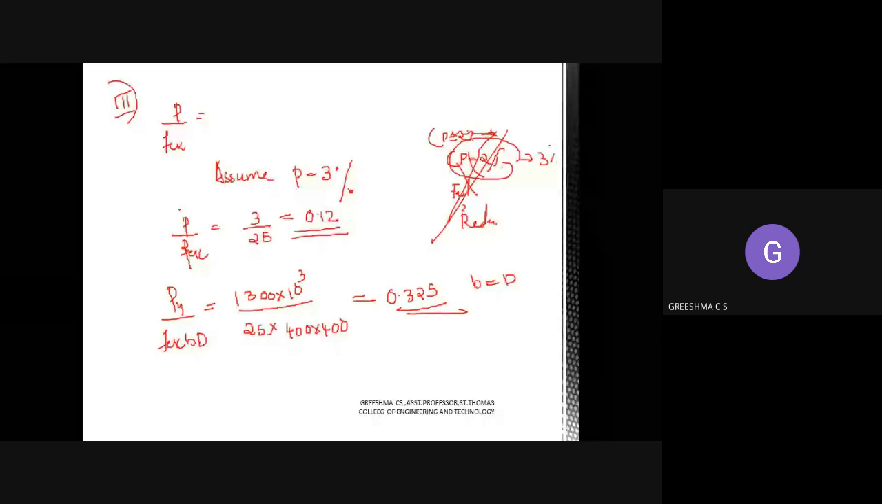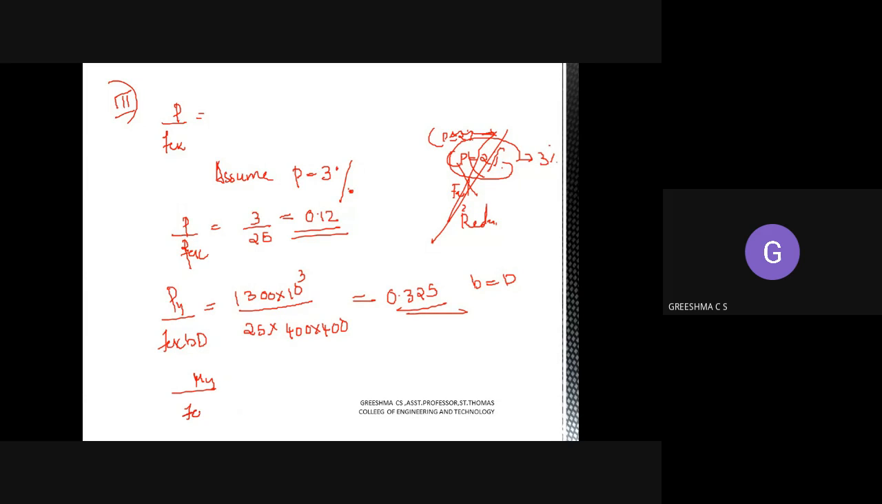Now what we have to do is find out Mu divided by fck d square from the SP 16 chart. So you need to select a chart. To select a chart, you need to know the parameters: how much is the d dash by d value, the fy value, and whether you are providing reinforcement on all 4 sides or not. Anyway, this is a biaxial case, so you have to provide reinforcement on all 4 sides. That one is confirmed. Reinforcement on 4 sides, fy is 415.